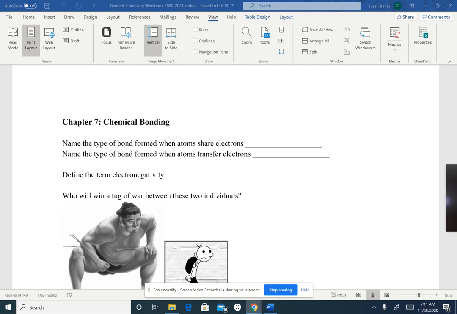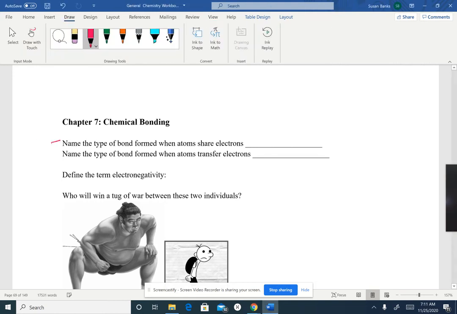So let's name the type of bond that we form between atoms when they share electrons. Can you remember? When they share electrons, we create a covalent bond. Not band, bond. Not an A there. So remember, co means with or together, and valent means valence electrons. So we are sharing valence electrons between two atoms when we make a covalent bond.